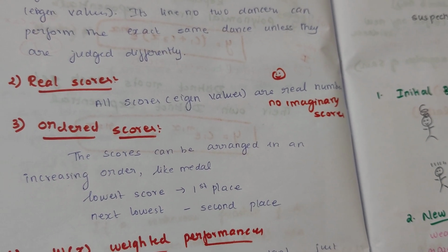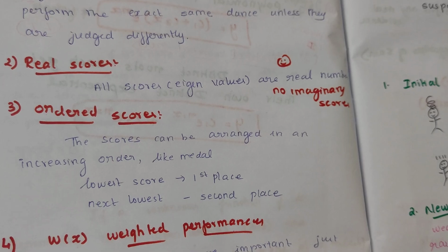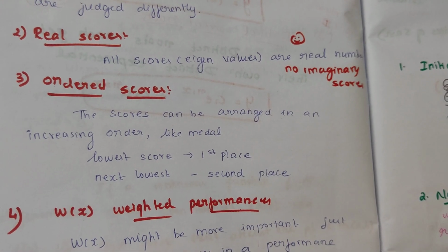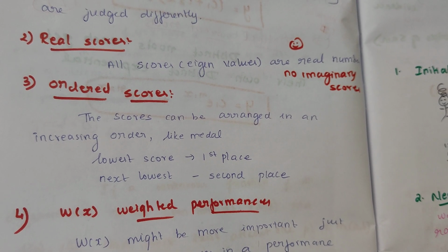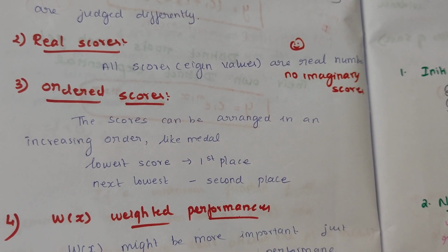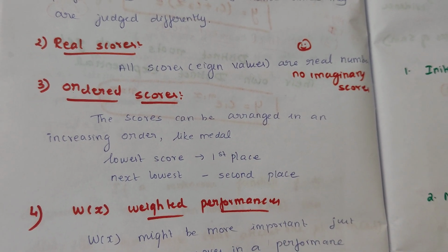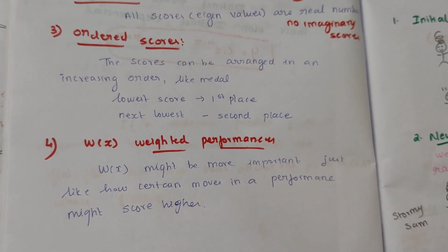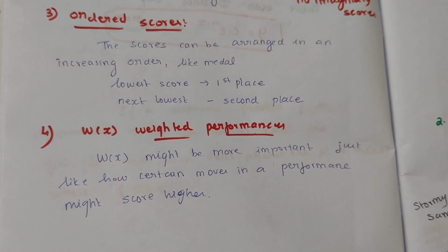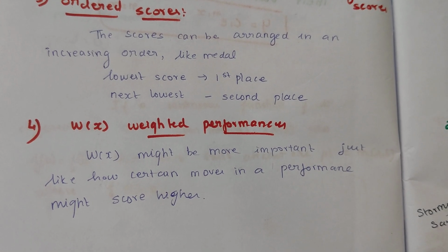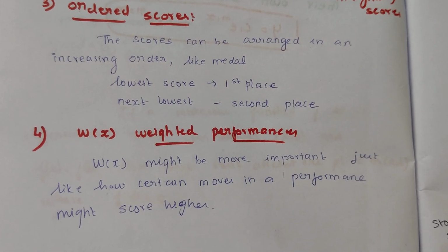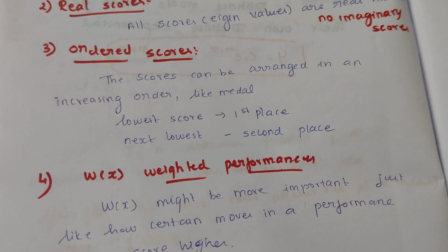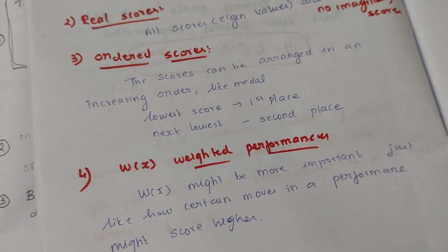We should not imagine anything and we should not score; that should be real. Ordered scores: the scores can be arranged in increasing order, like the lowest score comes in first place and the next lowest comes in second place, like that. W of x, weighted performance, might be more important, just like how certain moves in the performance might score higher. Likewise, weighted performance is also more important.